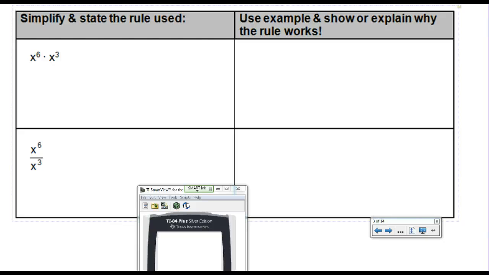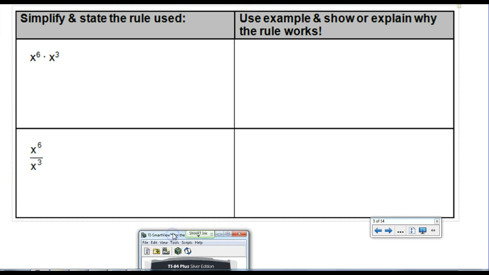Today we're going to be working with exponents, and there are 5 exponent rules that you need to know, and most of them you should have seen before. We'll do a practice problem, and then we'll illustrate the law also. So x to the 6th times x to the 3rd.